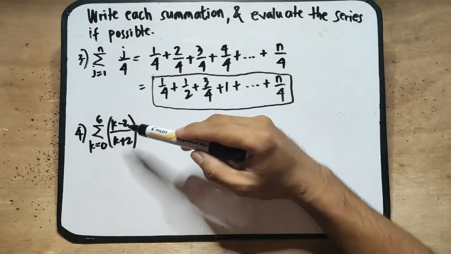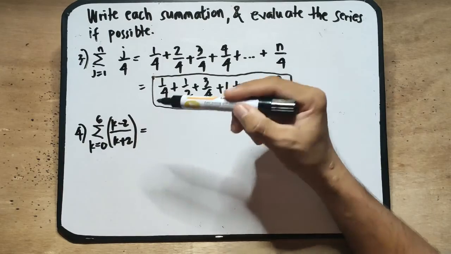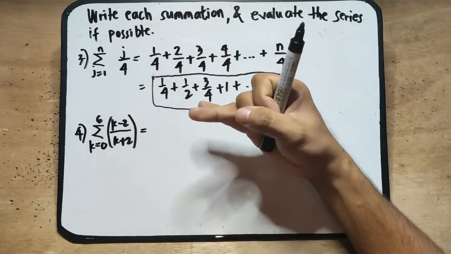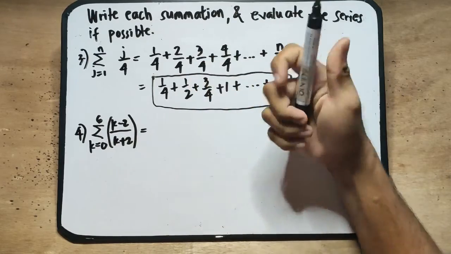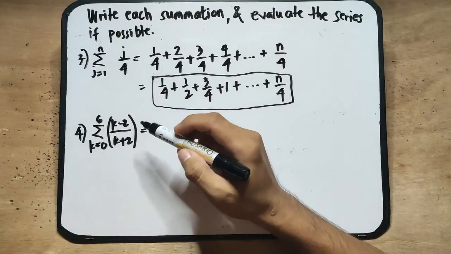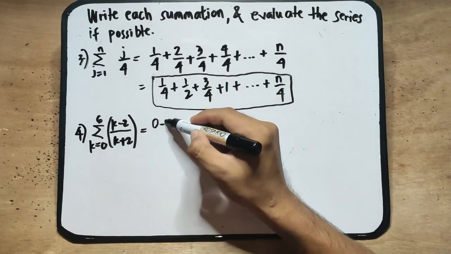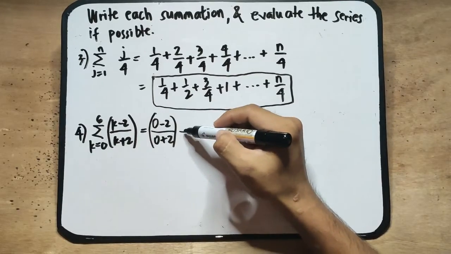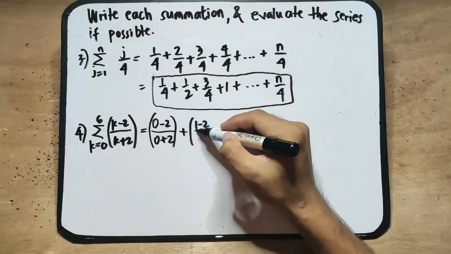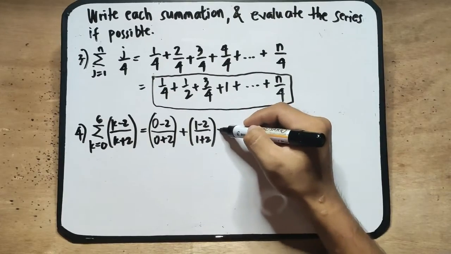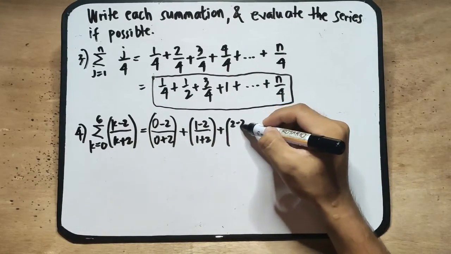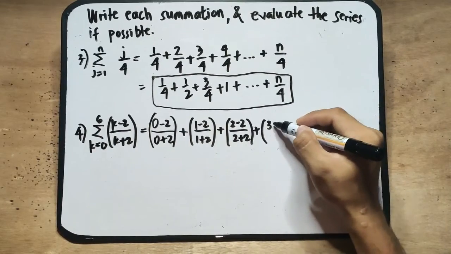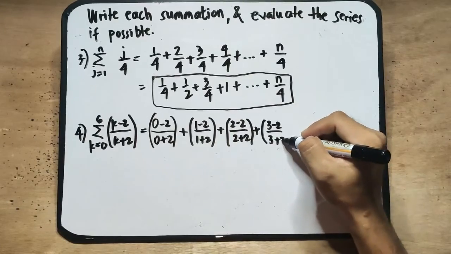For the fourth item, we have the summation of k minus 2 over k plus 2 from 0 to 6. So, substitute natin kay k yung mga numbers na 0, 1, 2, 3, 4, 5, and 6. There are 7 numbers. So, if k is 0, we have 0 minus 2 all over 0 plus 2. Kapag 1 naman, we have 1 minus 2 all over 1 plus 2. Kapag 2, 2 minus 2 all over 2 plus 2. Kapag 3, 3 minus 2 all over 3 plus 2.